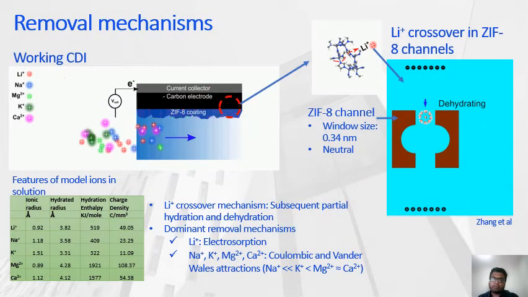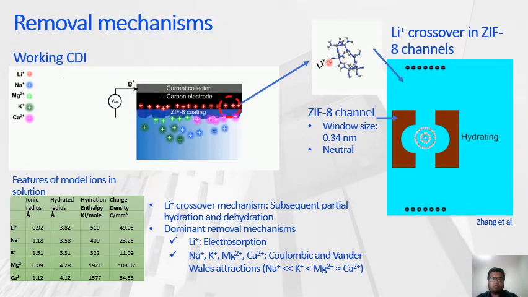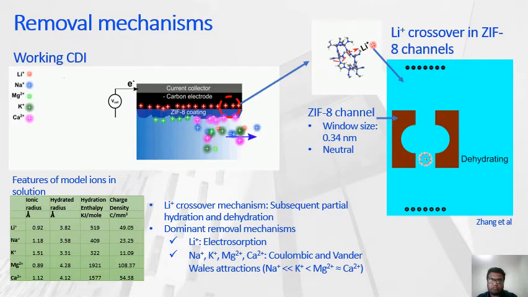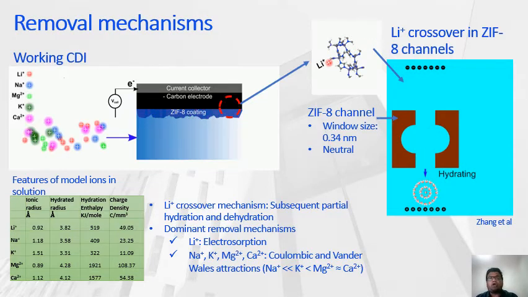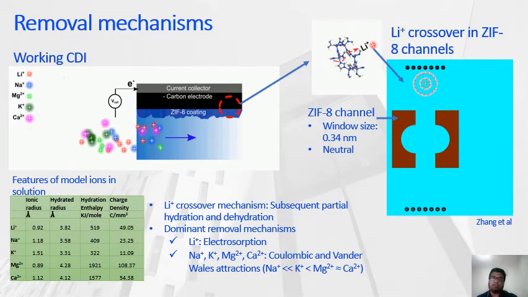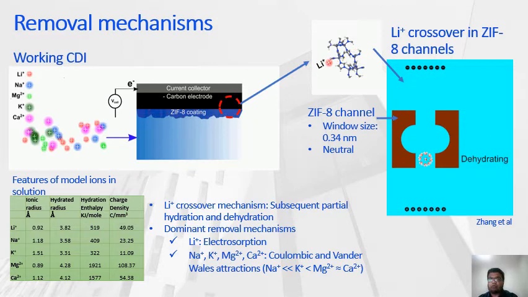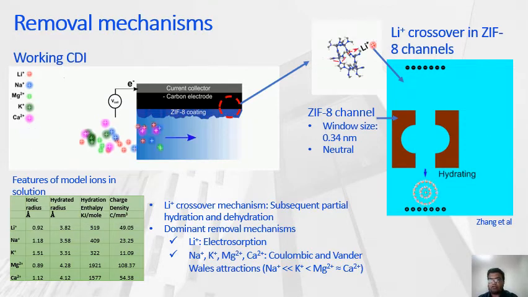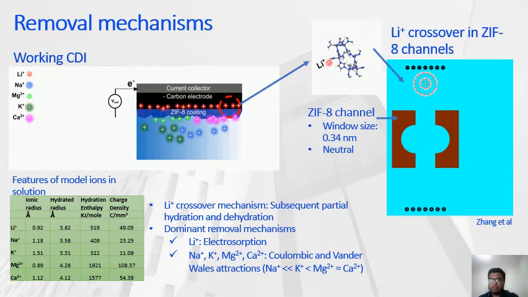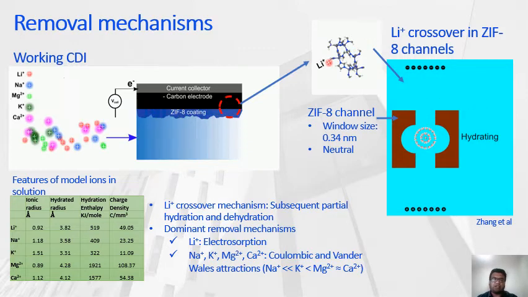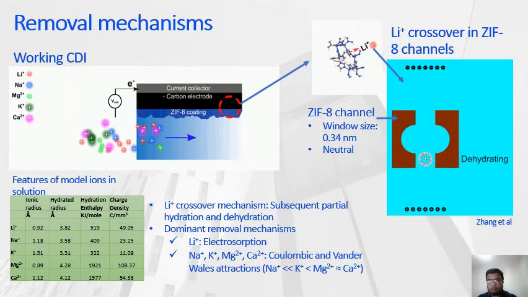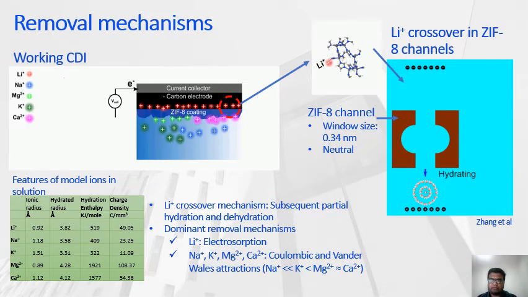For the mechanism, from our observation, we have proposed that due to the low hydration energy and a small ionic diameter, mainly lithium is crossing over the GF8 coating while monovalent ion is competing and contributing to the current flow. So in the figure, you can see the partial hydration-dehydration based crossing over mechanism of lithium ions.